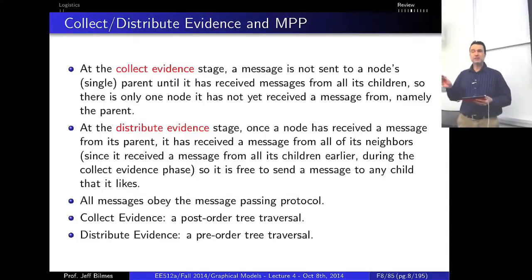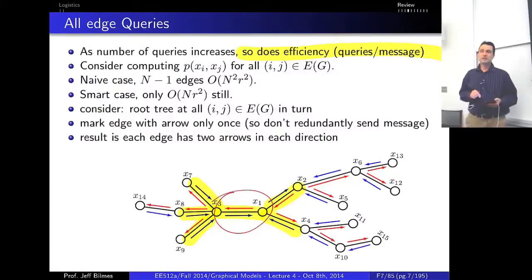Anyway, so we talked about the collect evidence and distribute evidence procedures, which when we run them, we argued obey the message passing protocol. The collect evidence procedure is essentially a post-order tree traversal. The distribute evidence is essentially a pre-order tree traversal, and we do these 2 tree traversals, and that essentially gets us to this stage where all original graph edges have been annotated by both arrow directions.